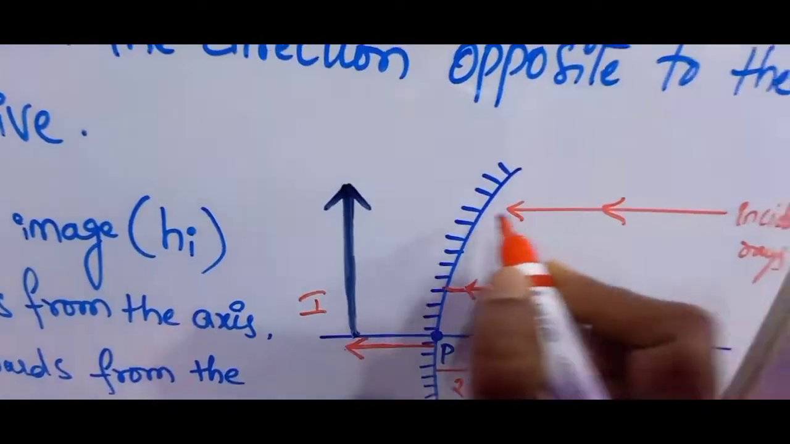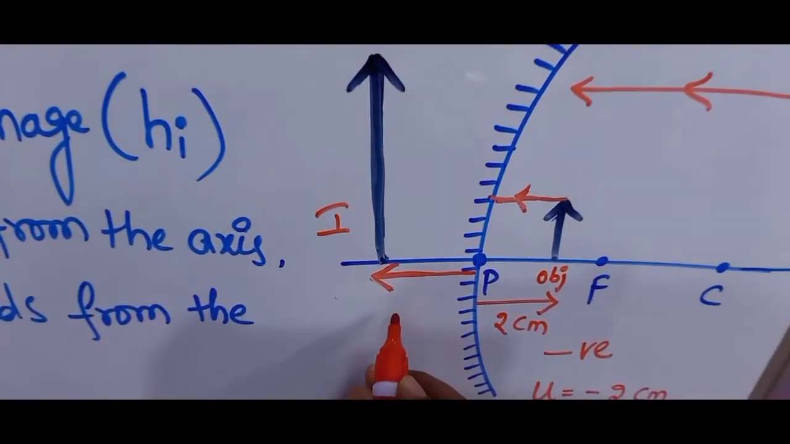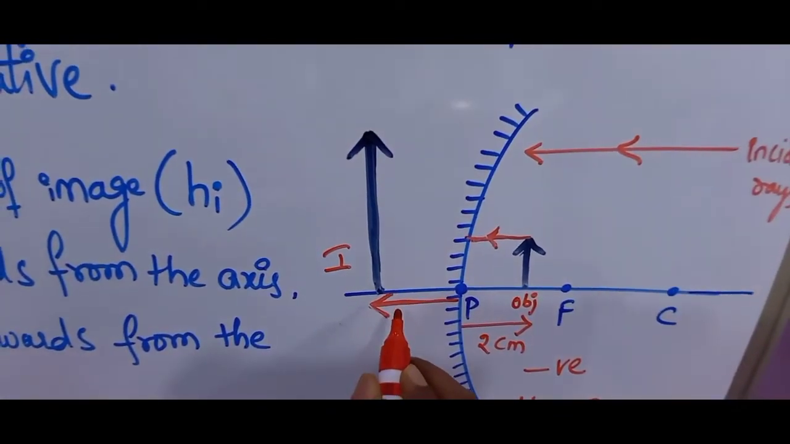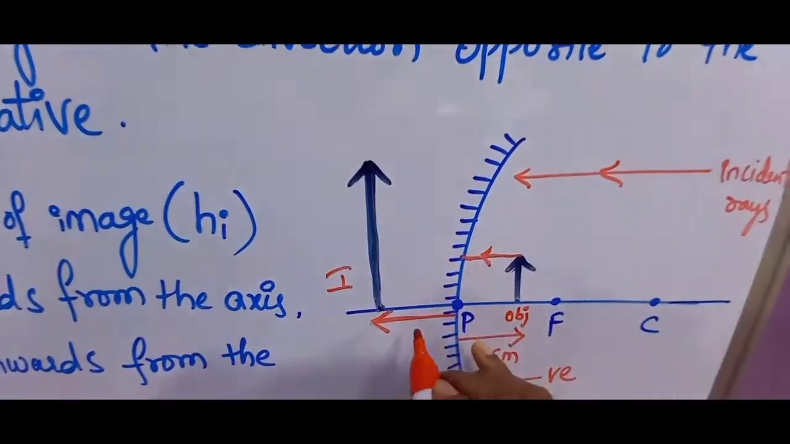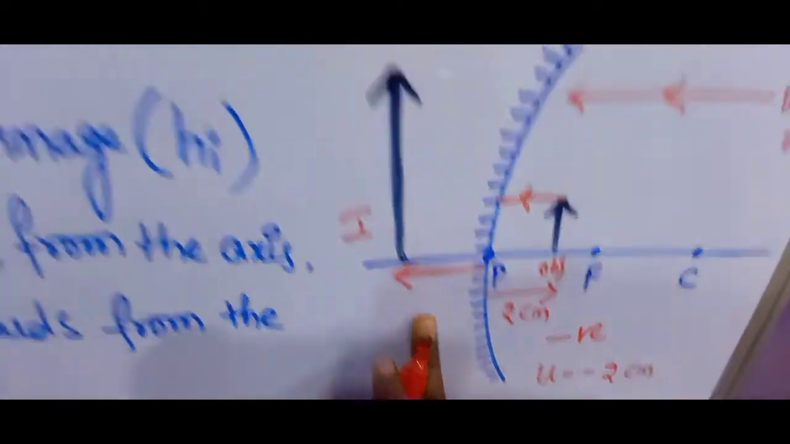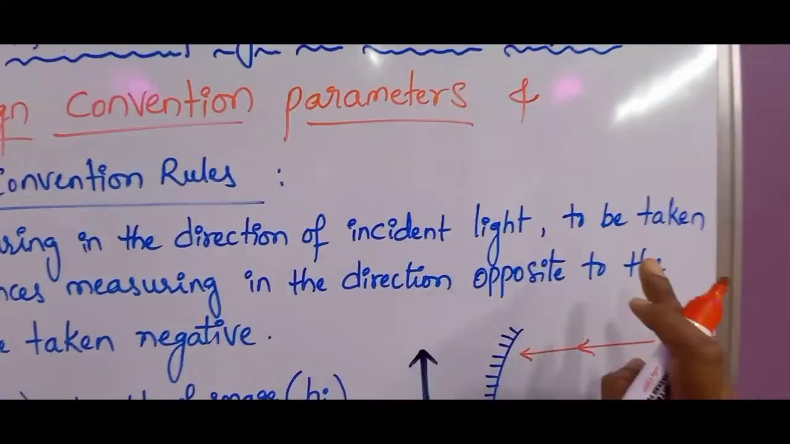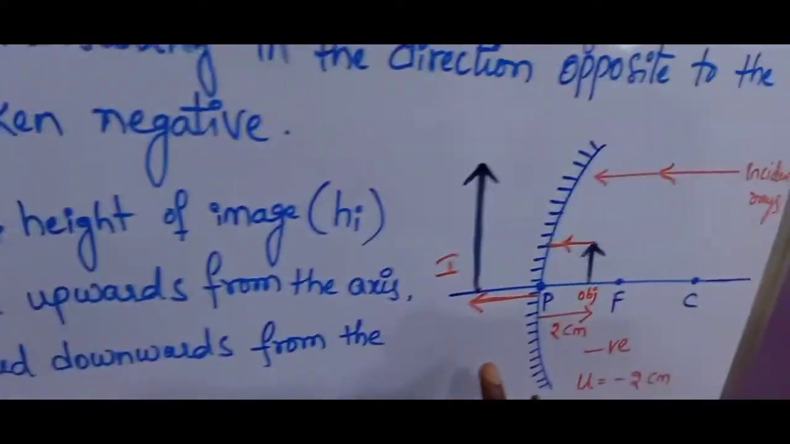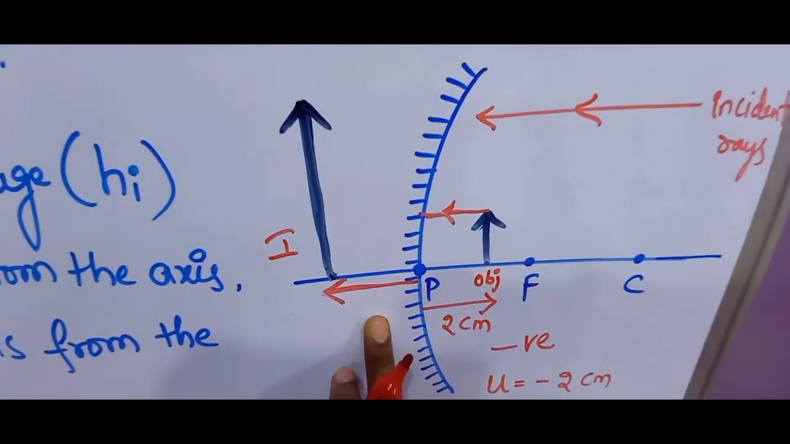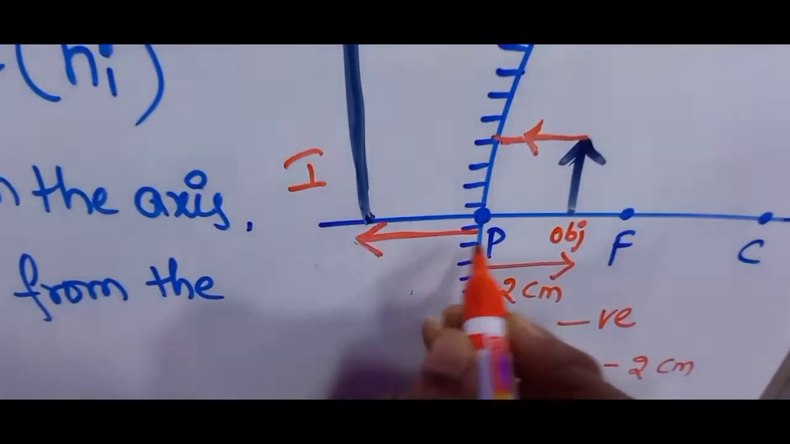This is the incident light ray direction, from right to left, and this image distance is also measured from right to left, in the same direction. So the distance measured in the same direction as the incident light ray should be taken as a positive quantity according to the rule. See here, the distance measured in the direction of incident light is to be taken positive. So in the same direction, what is this we have measured here?